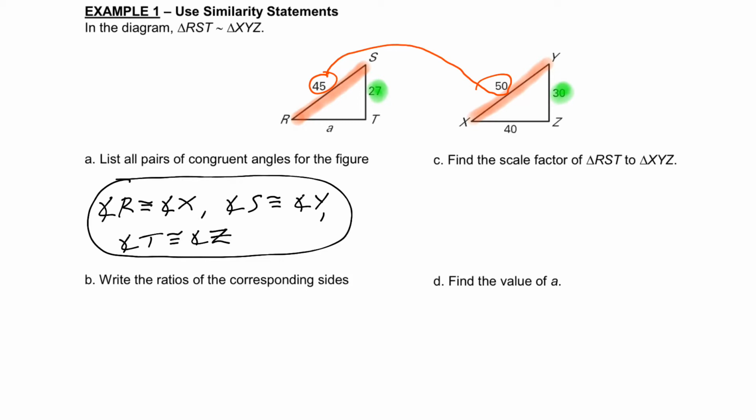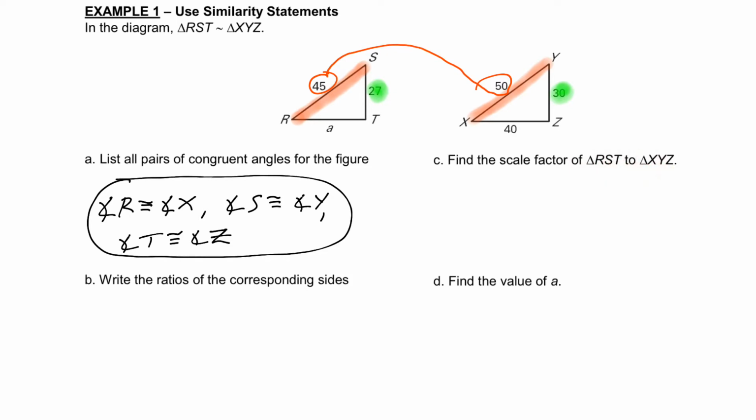So let's write the ratios of the corresponding sides in part B then. To do this, we need to decide, are we going to do the side lengths in the little triangle over the side lengths in the big triangle, or are we going to go the other way with the big triangle over the little triangle? For this one, I'm actually going to look ahead to part C here. If you look at this right here, it's a ratio. It's talking about triangle RST to triangle XYZ.